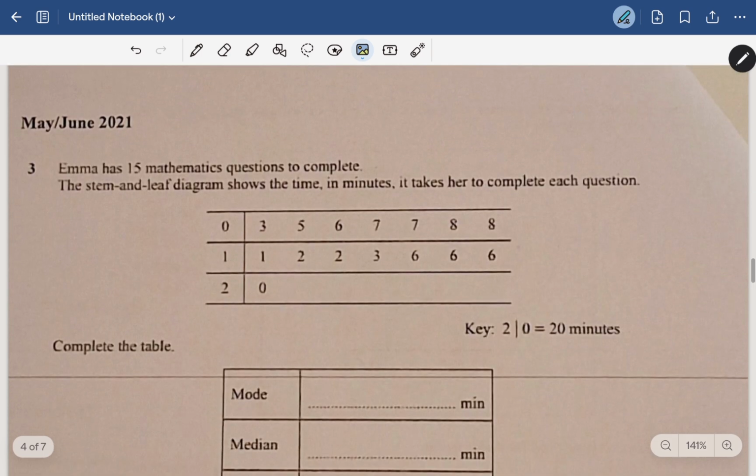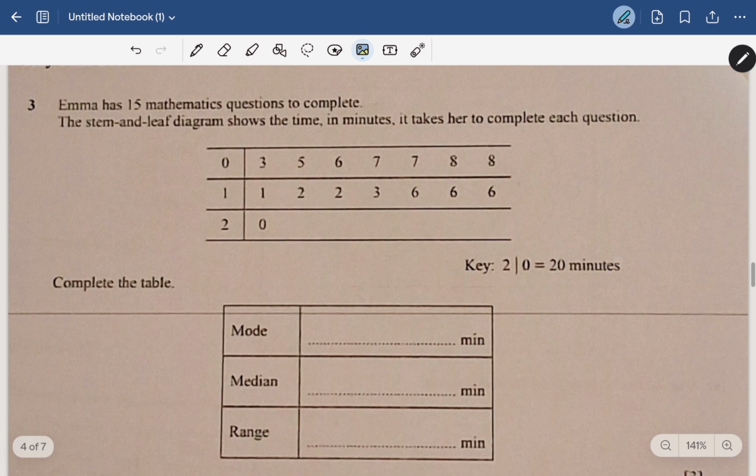Now we move on to May, June 2021. Okay, this is a nice question. Emma has 15 mathematics questions to complete. The stem and leaf diagram shows the time in minutes it takes her to complete each question. They need us to find the mode. Mode means the most occurring number. By looking at it, which one is most occurring? It is 6. We have 3 sixes over here.